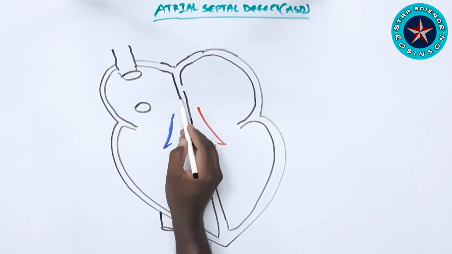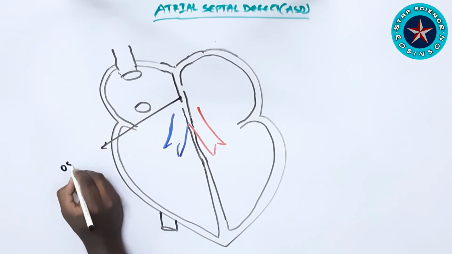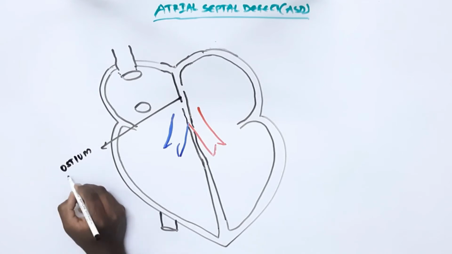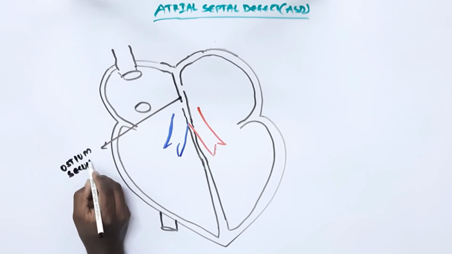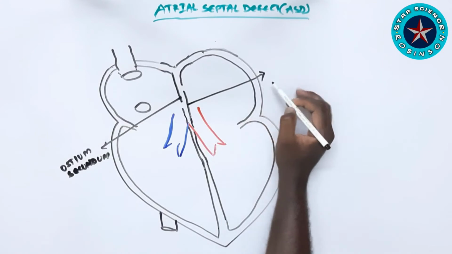Right now I'll start. It is the most common type of atrial septal defect. It is an abnormal opening in the middle of the atrial septum, present due to abnormal development of the septum secundum. Right now I'm writing here.